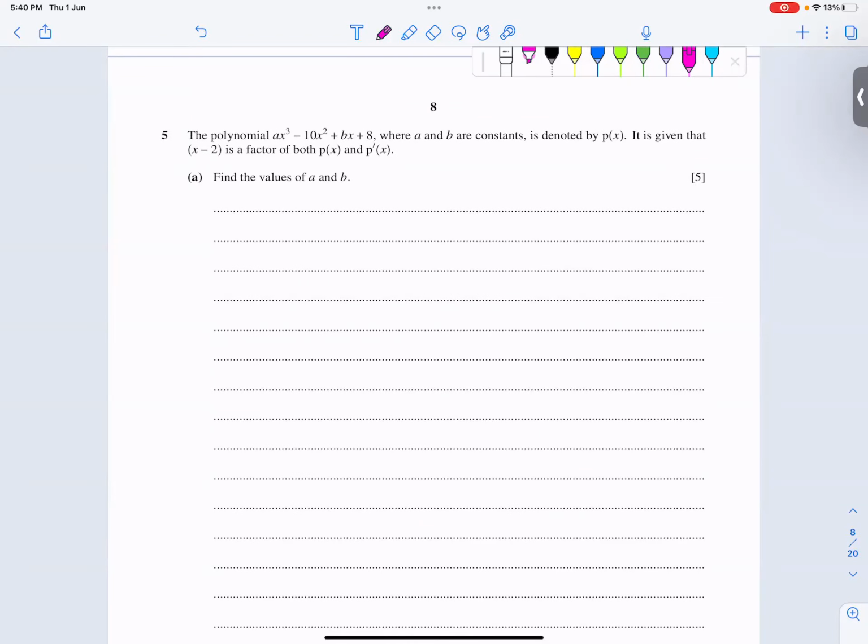What do you mean by factor? Factor means that x minus 2 is actually a factor. When I put this equal to 0, I will get x equal to 2. Now factor means that if I put this 2 in p of x, this will be 0. And if I put this in p prime of x, this also will be 0. Actually, this is the factor theorem. So I will use the first condition, meaning p of 2 is equal to 0.